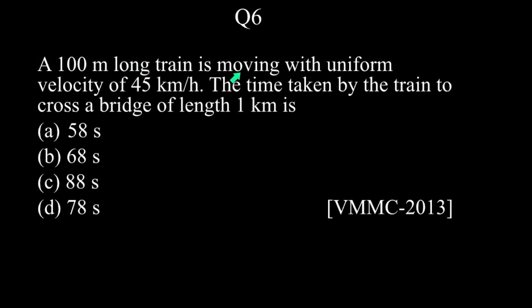A 100-meter long train is moving with uniform velocity of 45 km per hour. The time taken by the train to cross a bridge of length 1 kilometer is.